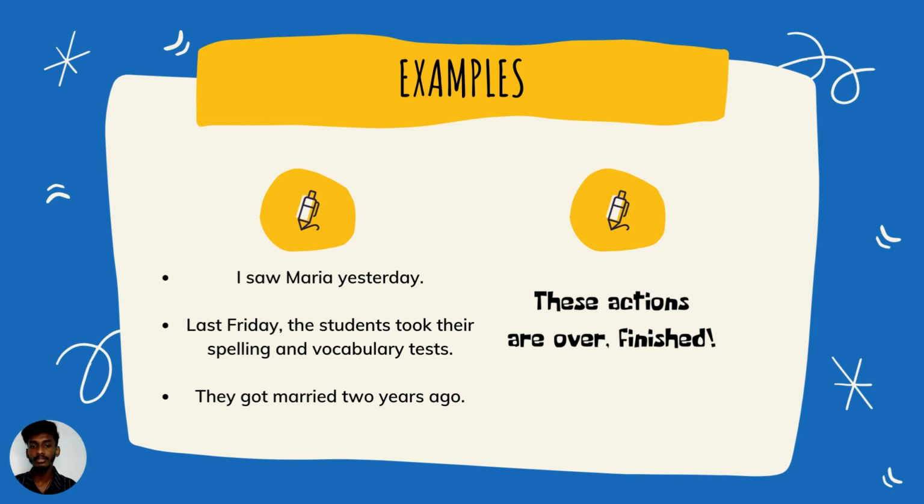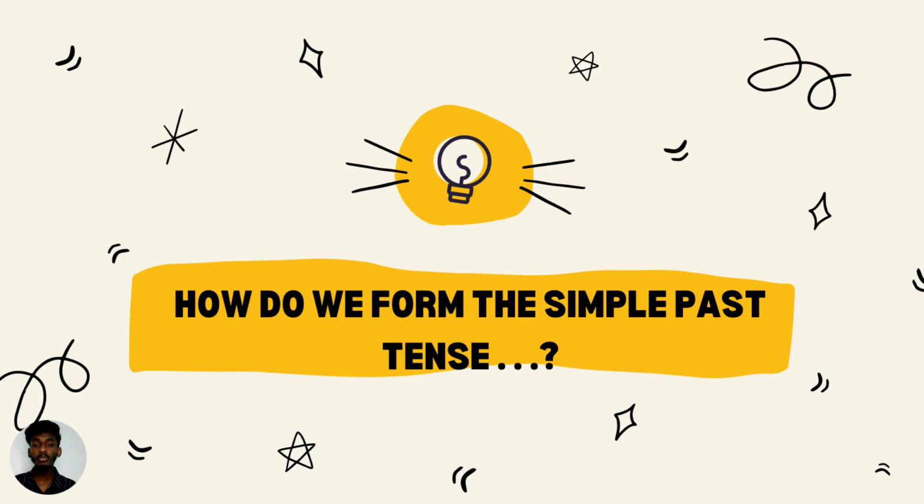The final example is, they got married 2 years ago. Because the couple got married 2 years ago, which shows that the incident has happened in the past, the word marry is changed into married to show that the word is in the simple past tense. For the next slide, let us see how we form the simple past tense.